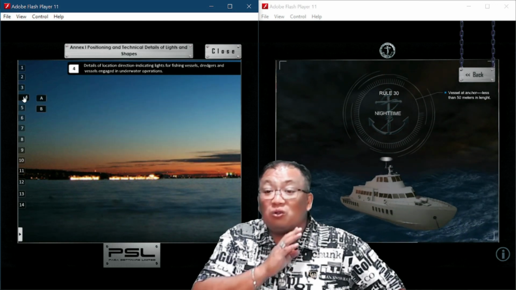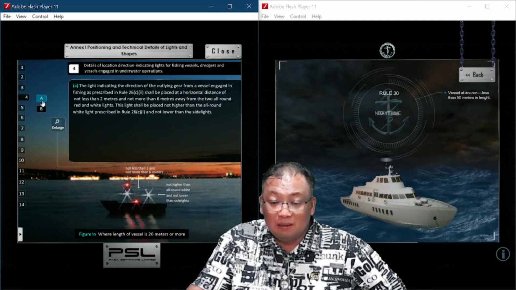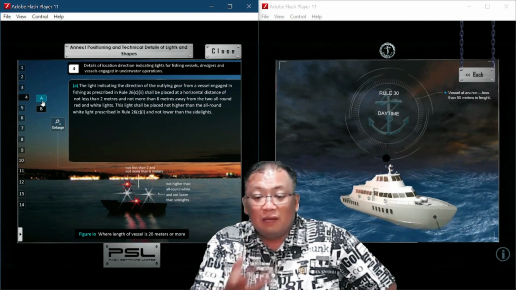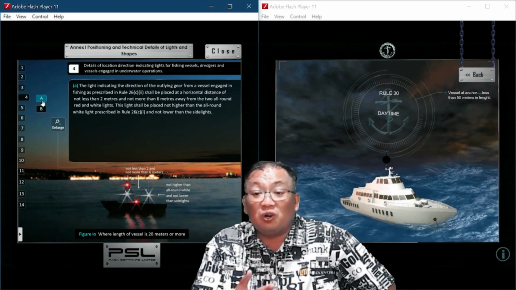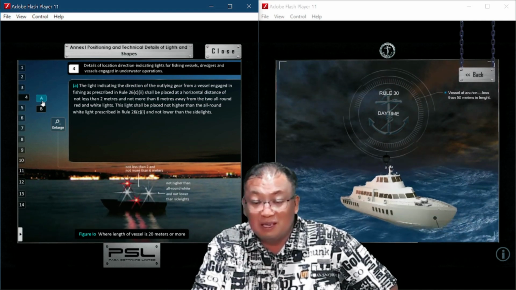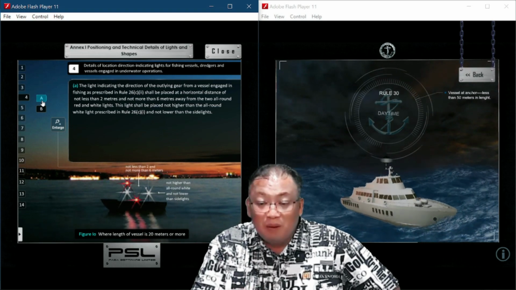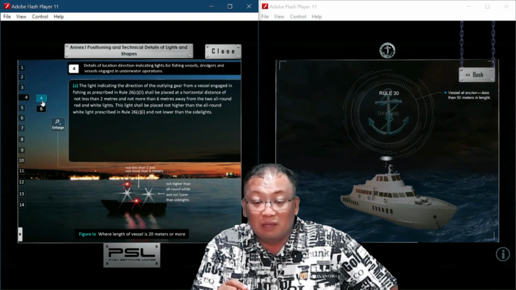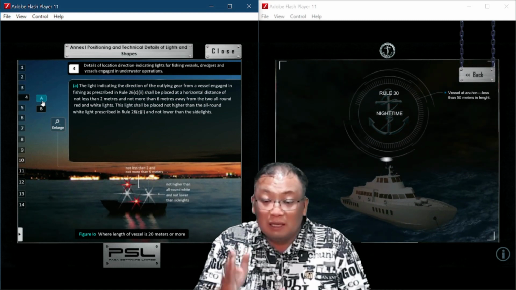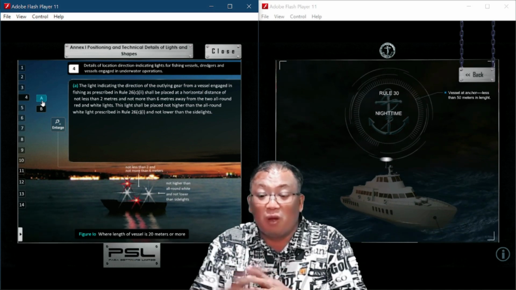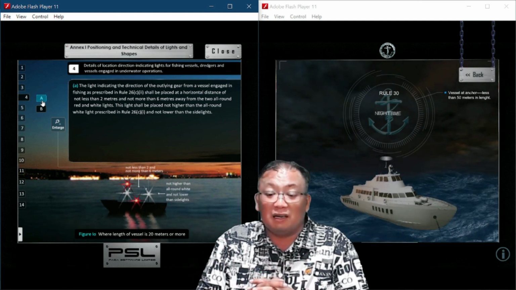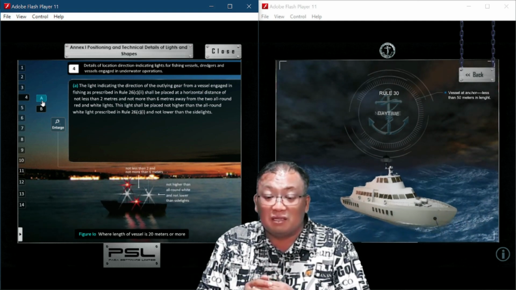Okay, let's go to 4 alpha and 4 bravo. The lights indicating direction of the outlying gear from a vessel engaged in fishing. Remember, in Rule 26, there's an outlying gear. Shall be placed at a horizontal distance of not less than 2 meters and not more than 6 meters away from the 2 all-around red and white lights. This light shall be placed not higher than the all-around white light prescribed in Rule 26.